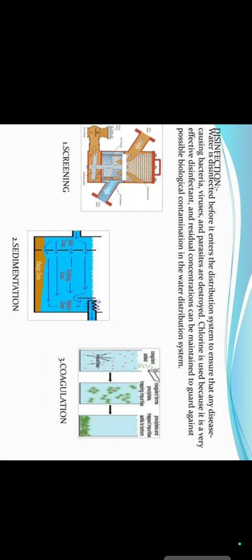When aluminium sulfate is added to the water, it hydrolyses to form a gelatinous white precipitate, that is aluminium hydroxide. The gelatinous white precipitate of aluminium hydroxide entraps the finely divided and colloidal impurities, settles to the bottom and can be easily removed.